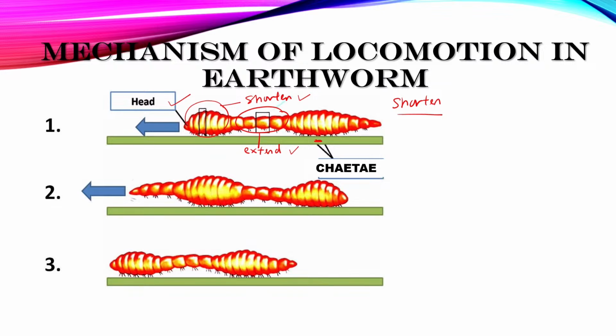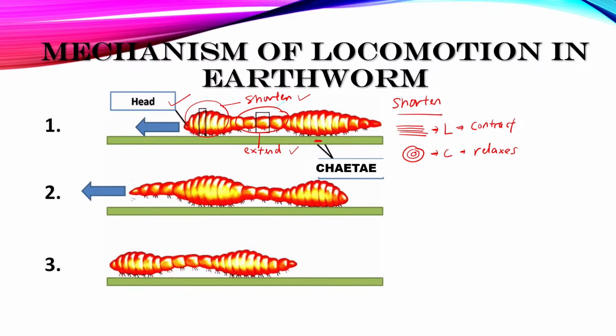Okay, when the segment becomes shortened, the longitudinal muscle, as I told you before, shorten means become shorter. So the longitudinal muscle will become shorter. That shows contract. And the circular muscle automatically will become relaxed. This shows the muscles work antagonistically.